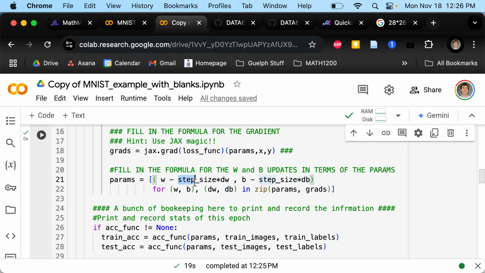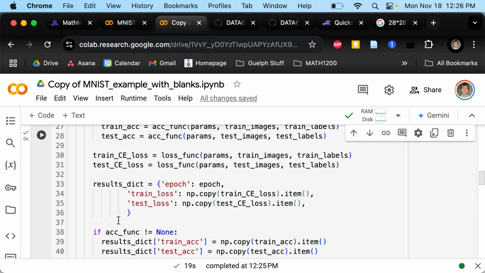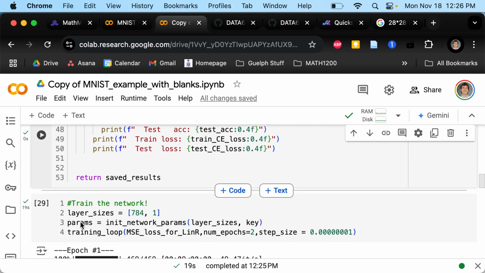I will give you one tip. If you make your step size too small, it will work, just slowly. If you make it too big, it explodes. If you make it too small, it takes a long time. So it's an asymmetric thing. You can always try smaller ones. Okay, let's try our thing and see if it works.